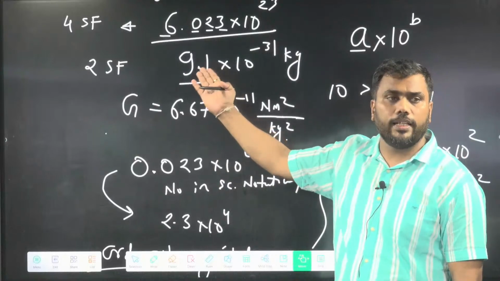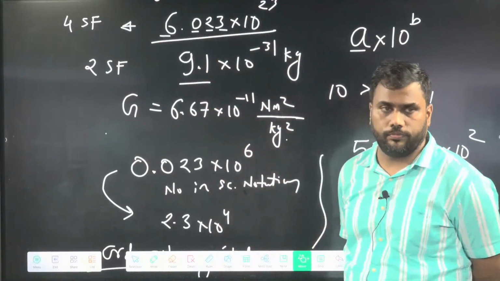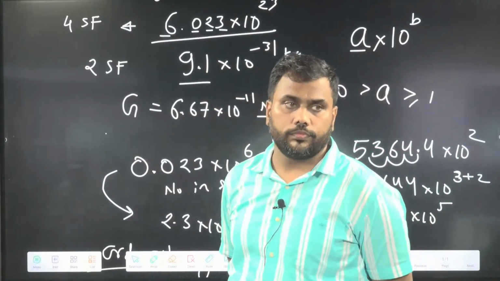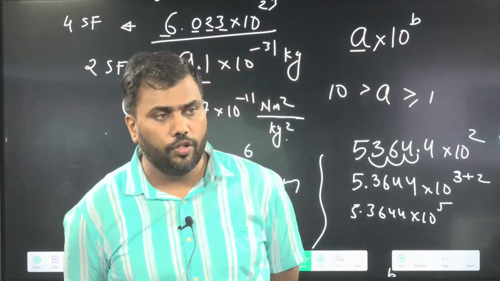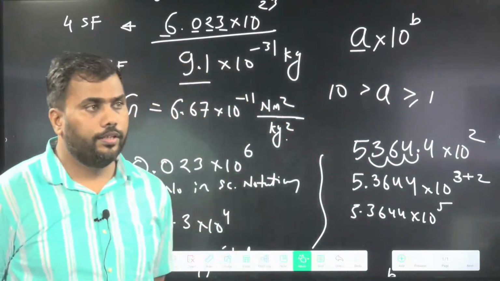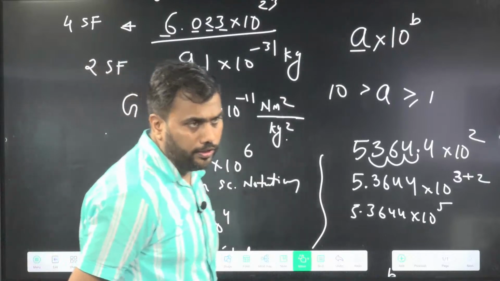What is the order of magnitude of the mass of electron? Give me the order of magnitude of the mass of electron.